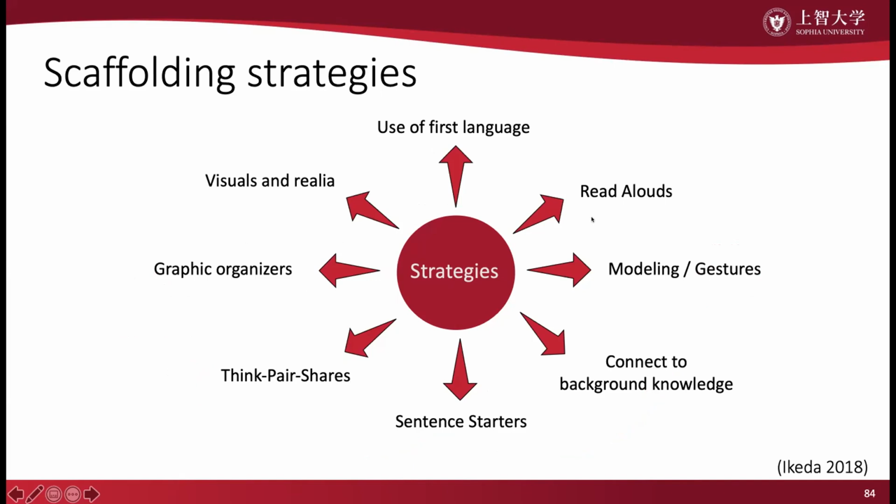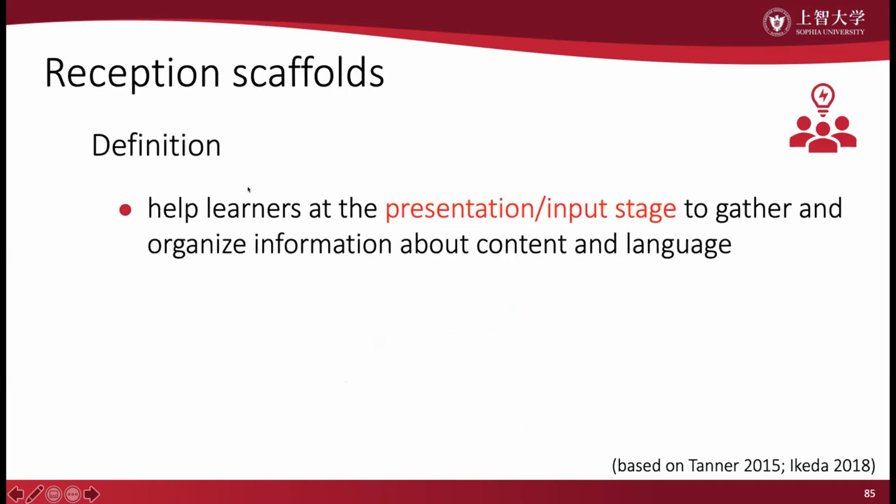Researchers tend to organize these strategies into three groups: reception scaffolds, transformation scaffolds, and production scaffolds. And these groups are not mutually exclusive, and there may be some amount of overlap. But let's talk about them. So reception scaffolds. Reception scaffolds help learners at the presentation or the input stage to gather and organize information about content and language.